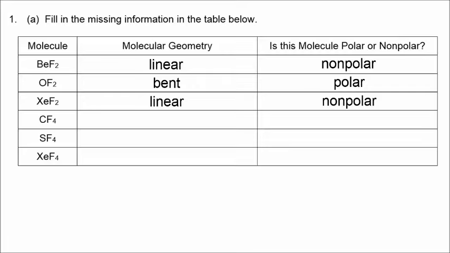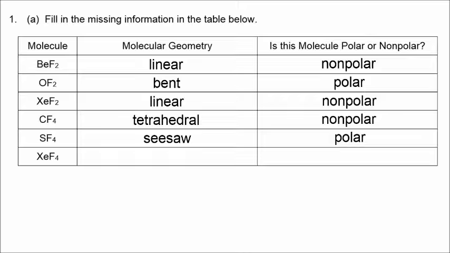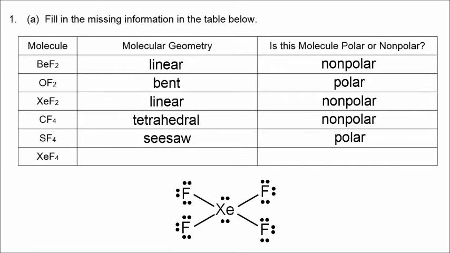Carbon tetrafluoride has a tetrahedral geometry, and because all the dipoles are going to cancel each other out, the symmetry makes it non-polar. Now sulfur tetrafluoride has an extra lone pair, so the geometry becomes seesaw, and that is not going to help in terms of symmetry. All the dipoles will not cancel each other out, so that's a polar molecule. And then finally, xenon tetrafluoride is going to have square planar geometry, and symmetry will make this molecule non-polar as all the dipoles cancel out.